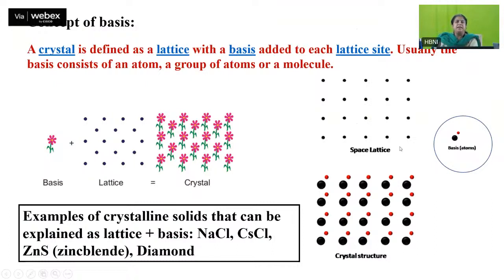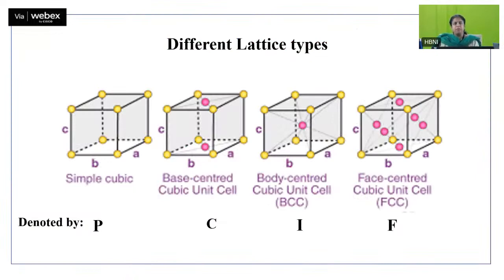Again, on the right hand side, there's another example. This is your space lattice, the black points, and that black point with the pink point is your basis. If you combine these two, you get the crystal structure. I hope it is clear. I know these are easier things. You've already done it, but it's always good to brush up before you move on to the other things.